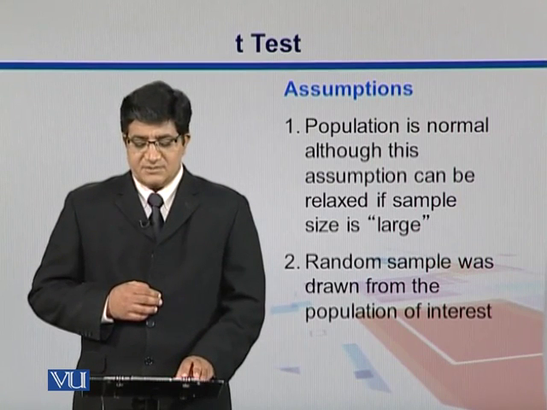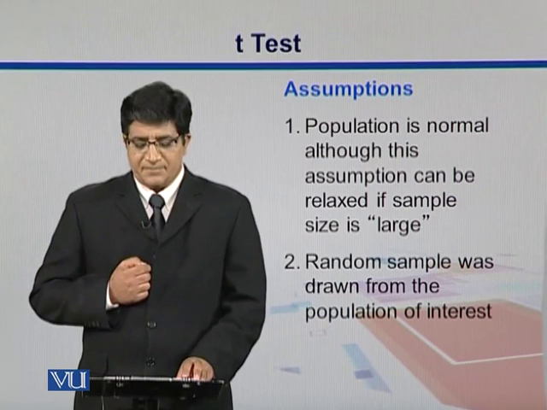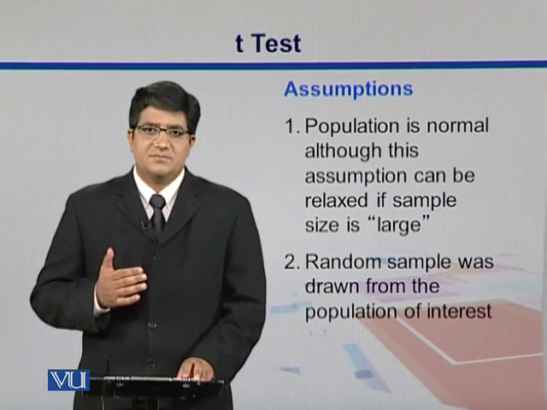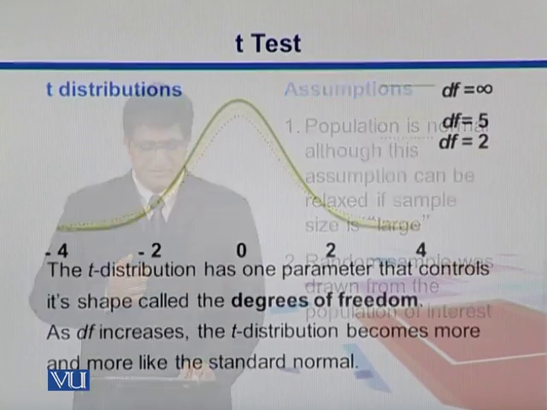The population is normal, although this assumption can be relaxed if the sample size is larger. So that is one of the assumptions. And the second assumption for this t-distribution is that the sampling should be at random. There should not be any bias.